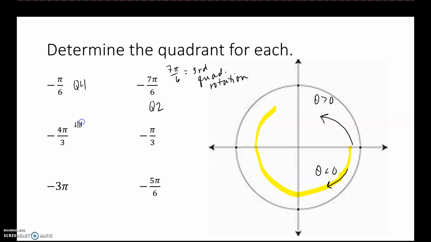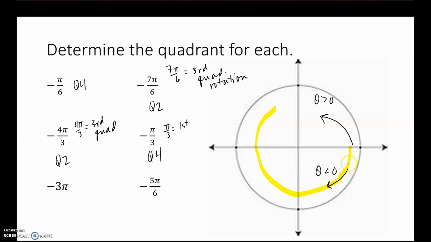All right, when I look at 4 pi over 3, that's another third quadrant rotation. So if I rotate from start in a clockwise direction, I'm in quadrant 2. Negative pi over 3, well, pi over 3 is a first quadrant rotation. So if from start I go in a clockwise direction, I'd be in quadrant 4.